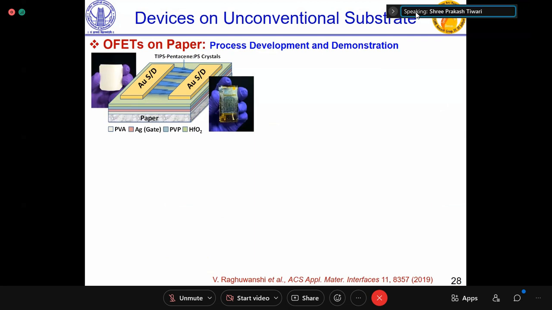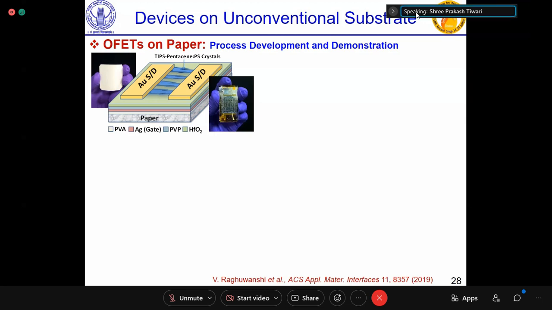Towards more application for biodegradability, as I said, we also tried to see, not only for biodegradability, we developed these properly optimized devices and this technology, whether we can demonstrate the same on paper, whether we can demonstrate on any unconventional substrate, which is like plastic, Kapton tape, anything.